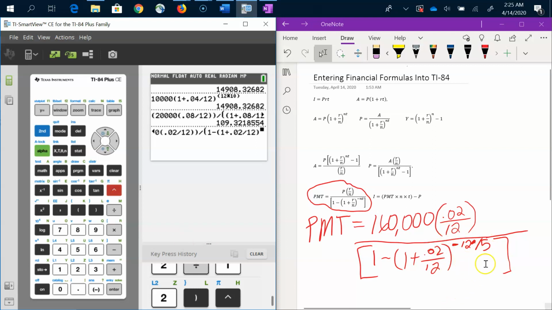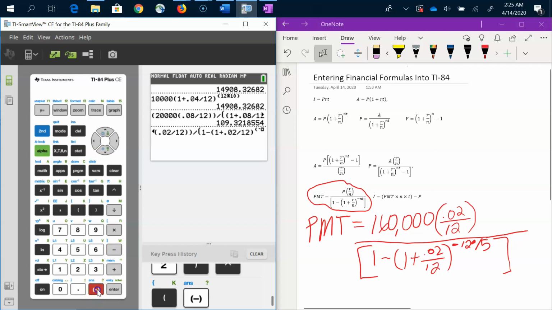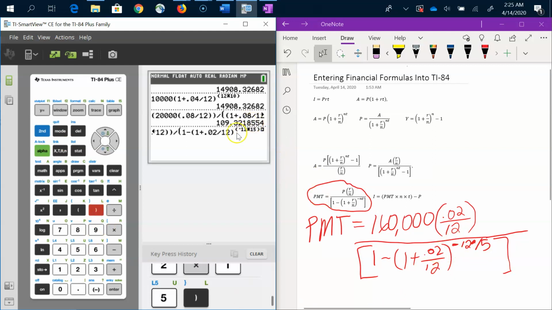Since I've got a kind of complicated expression going on in the exponent, I'm going to be extra careful and put parentheses up here in the exponent. Now this is a negative symbol, not a subtraction, so the negative button's on the lower right hand corner. Do not use the subtraction key on the calculator. This is the negative button. So negative, and then 12, because n is 12, and then times 15 years. And then close parentheses. So minus 12 times 15, that's occurring right here in the exponent.